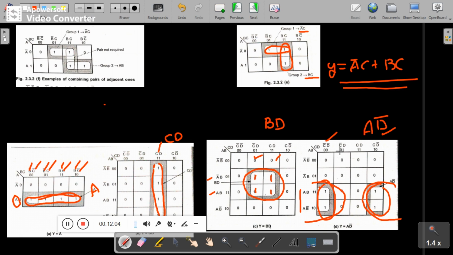Like this, different types of grouping you can see here. Why I am solving these examples is so you will come to know how you can make different groups. Here you can see the grouping difference. Here you can see different grouping. Different types of groupings are possible. When you group, you have to see first, can you make a group of 8 ones or 4 ones? Then you go for a group of 2 ones.